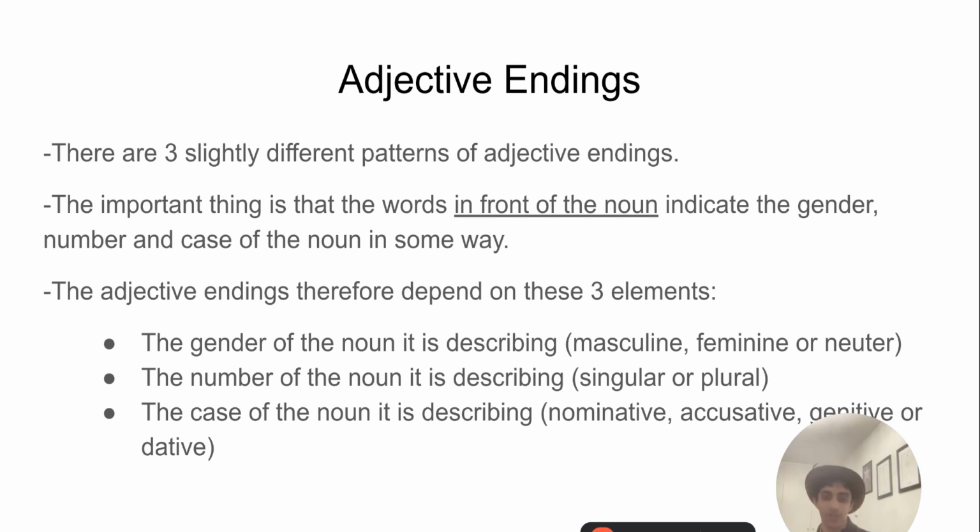But as mentioned, you don't have to think about any of this when there's a verb separating the noun from the adjective it's describing. Because when there's a verb form in between, you simply use the masculine singular nominative form of the adjective, the most common form of that adjective.